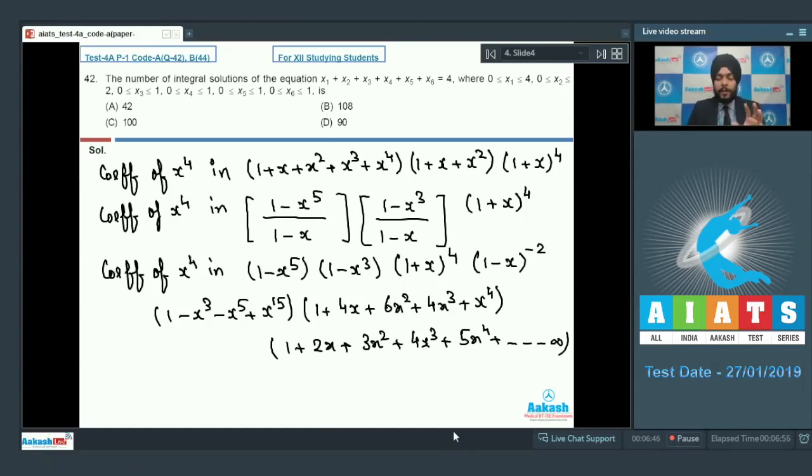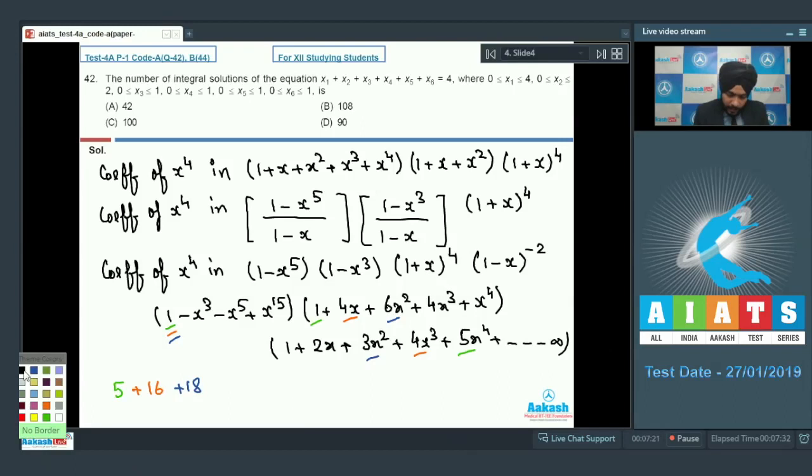Now students will have to gather x power 4 by different possible combinations in the bracket. So first combination is: from here 1 will come, from here 1 will come, from here x power 4 will come. So we have 5. Then from here 1 will come, from here x will come and from here x cube will come. So 4 into 4, 16. From here 1 will come, from here x square will come and from here also x square will come, 18. Then further from here 1 will come, from here x cube will come and from here x will come.